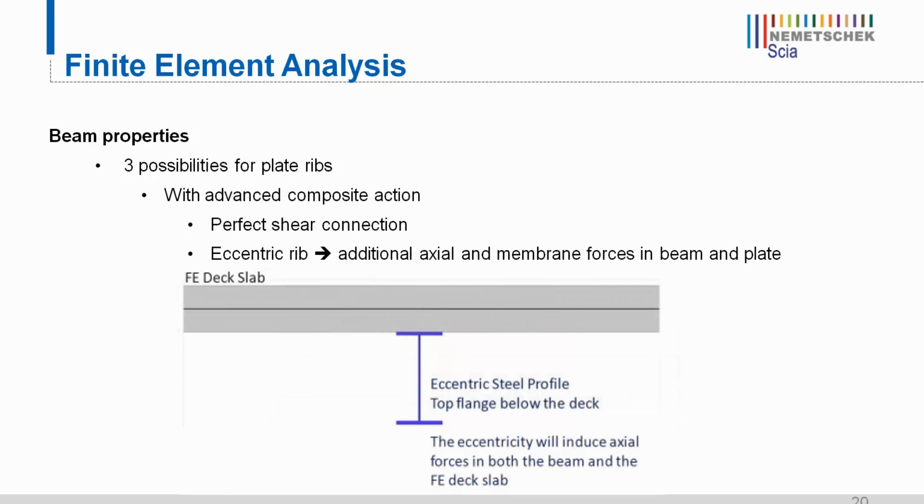The second one is with advanced composite action. In this case, a perfect shear connection is assumed between the beam and the deck. The plate rib is modelized with its real eccentricity. In this configuration, axial force will appear in the beam and membrane forces will appear in the deck. The diffusion of the membrane forces in the deck will be automatically calculated by the finite element modelization of the deck. The internal forces for the composite checks later on will be obtained by integrating the obtained stresses in both the steel beam and the deck.